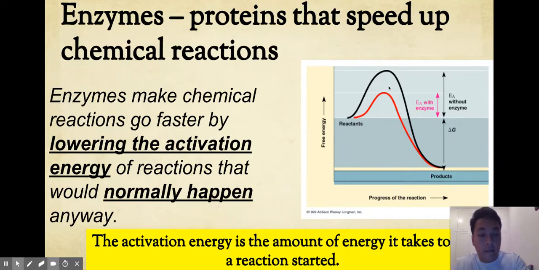A great example of that would be the lab we did in class with catalase. Now, we haven't done it as of this recording, but we will. And hydrogen peroxide. So catalase is an enzyme that breaks down hydrogen peroxide, which is H2O2, into water and oxygen. That would happen normally. That's why hydrogen peroxide is in brown bottles, so it doesn't get broken down by sunlight. But the enzyme makes it happen a lot faster.